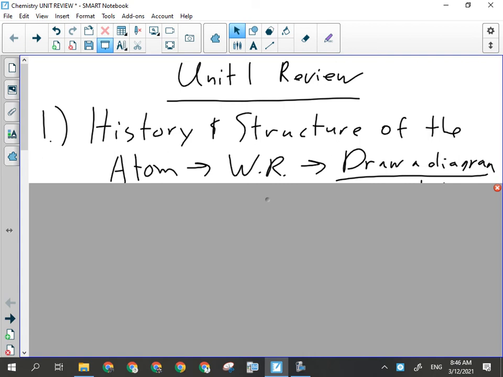It'd be really easy to make a multiple choice question about Dalton's atomic theory because it's got 4 points. So I go, which of the following is not one of Dalton's points of his atomic theory, A, B, C, or D, okay, something like that.